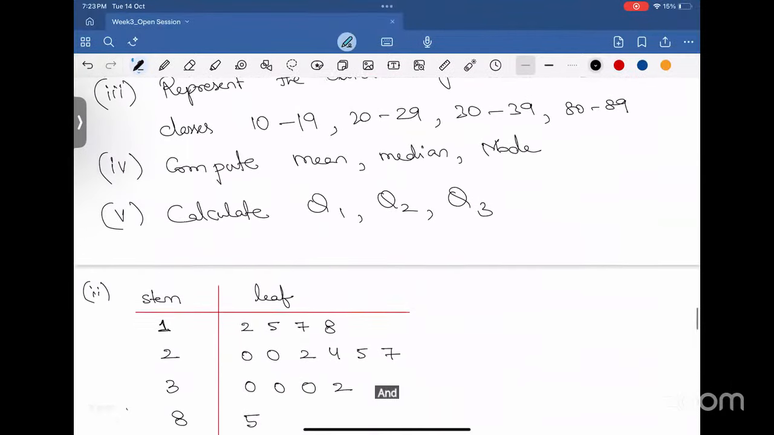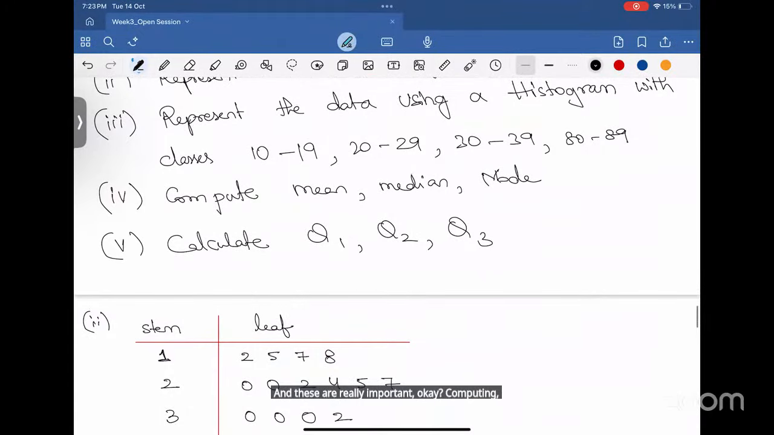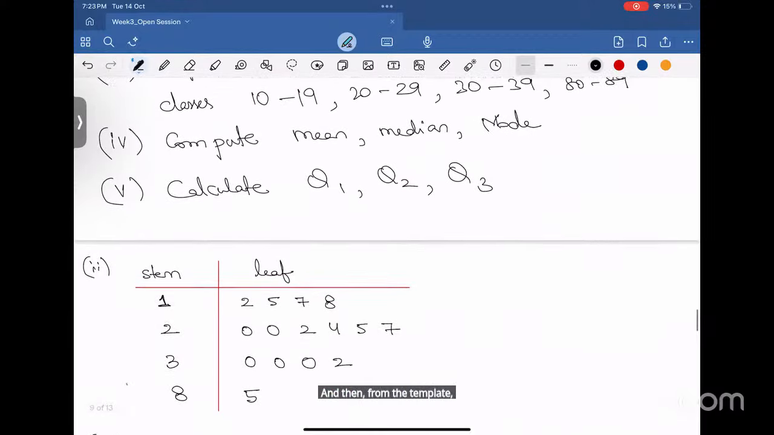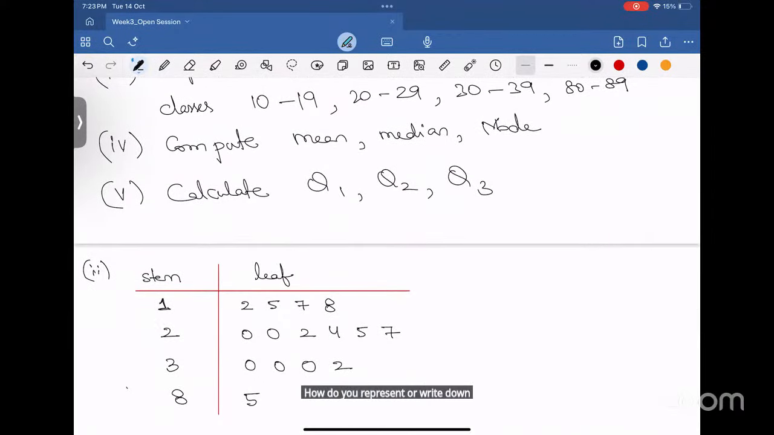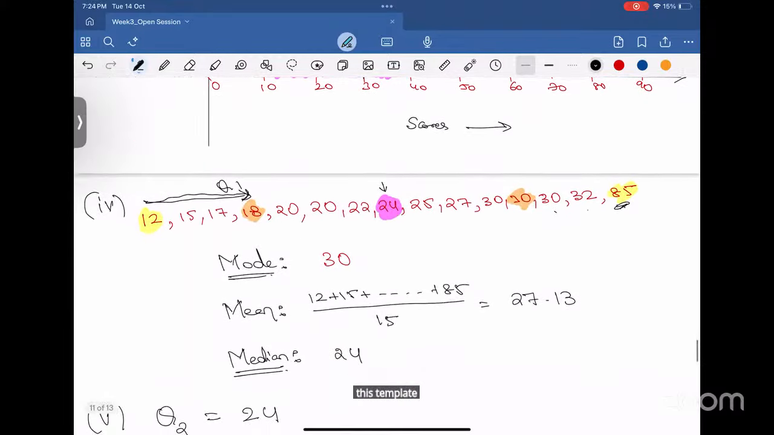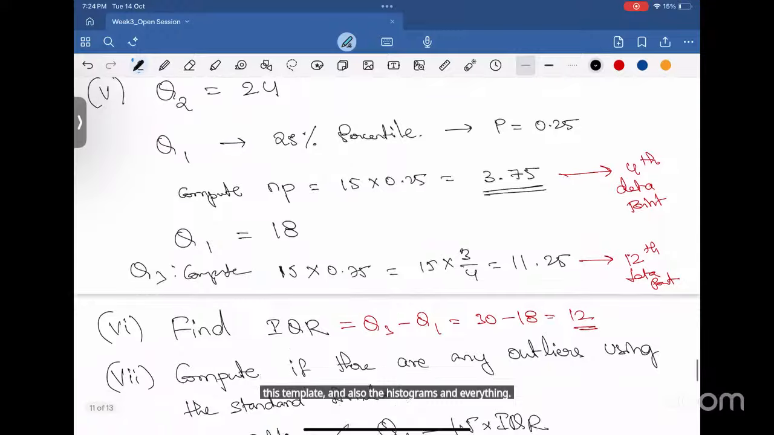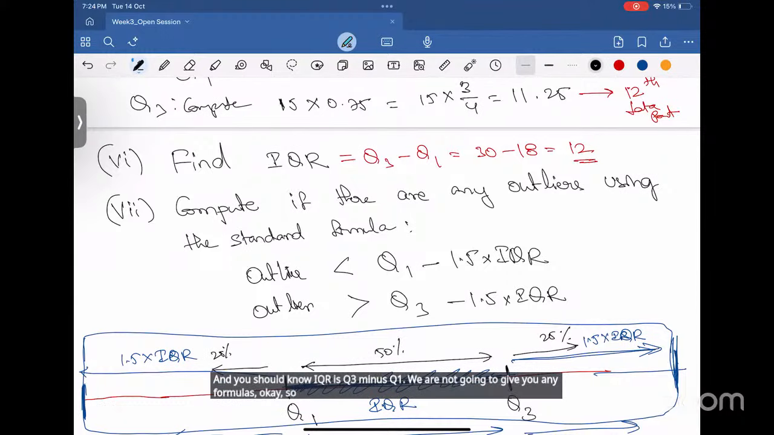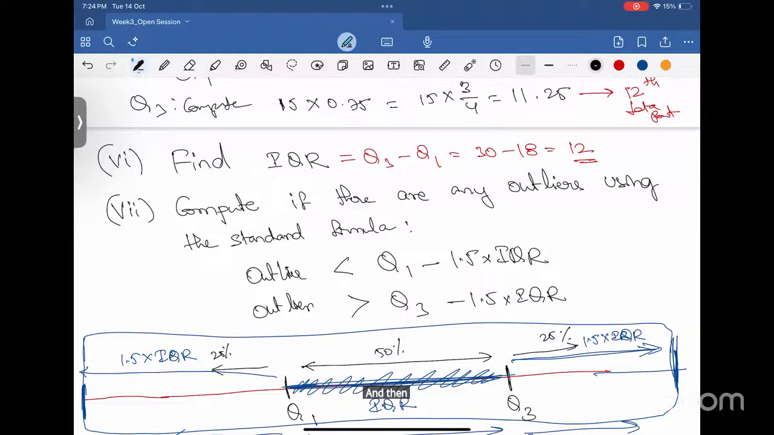And these are really important, okay? Calculating Q1, Q2, Q3, computing mean, median, mode. And then from the stem plot, how do you represent or write down the data explicitly? Or given the data, how do you represent the data using the stem plot? And also the histograms and everything. And IQR, you have to compute IQR. And you should know IQR is Q3 minus Q1. We are not going to give any formulas, okay? So you should know at least these things. And then outliers, we will define.